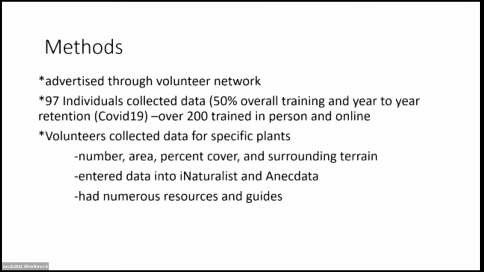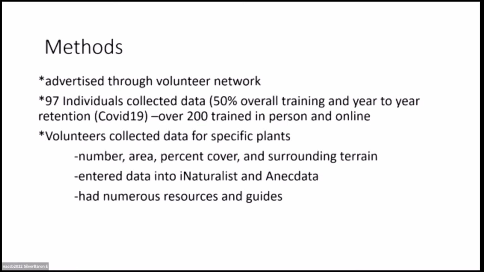And so basically, volunteers were engaged through advertising through several networks in the area, working also with the Santa Barbara Botanical Garden. There were a number of individuals recruited into the project. These years were COVID-19 years, so what was planned to be in person actually had to move to online largely. And so with over 200 people trained online and in person, 97 individuals ended up collecting data. So that's about a 50% retention rate, which is not unusual, and I'd argue in comparing to other cases might be a little bit higher compared to some of those other cases.